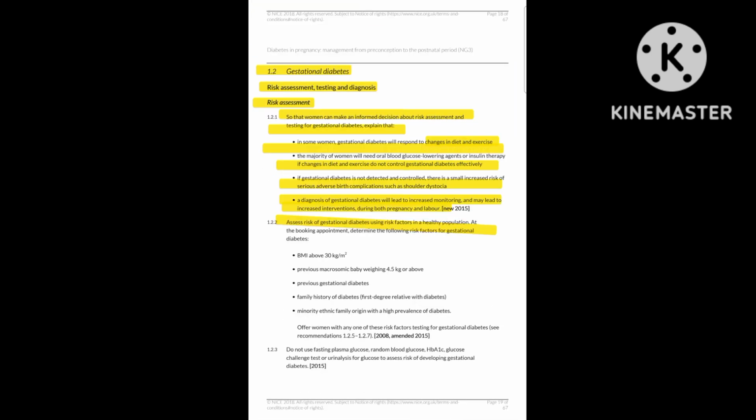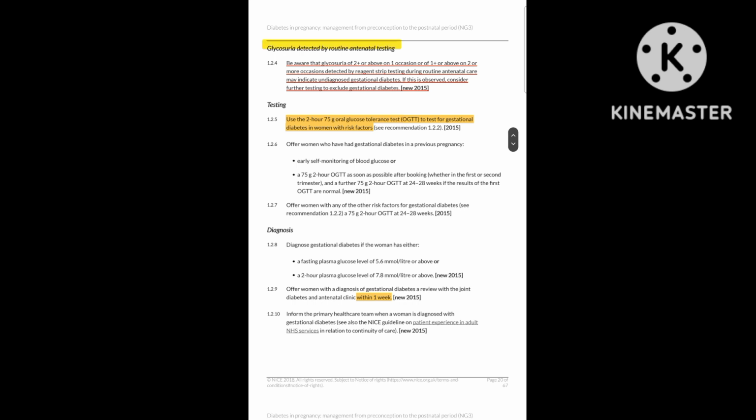At the booking appointment, determine the following risk factors for gestational diabetes: BMI above 30 kg per meter squared, previous macrosomic baby weighing 4.5 kg or above, previous gestational diabetes, family history of diabetes, first degree relative with diabetes, minority ethnic family origin with high prevalence of diabetes. Offer women with any of these risk factors testing for gestational diabetes. Do not use fasting plasma glucose, random blood glucose, HbA1c, glucose challenge test, or urinalysis for glucose to assess for developing gestational diabetes.